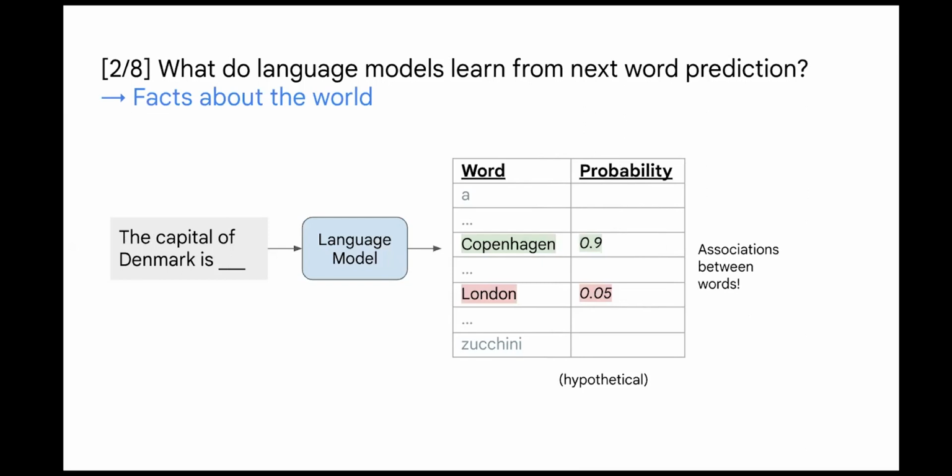Language models can learn facts about the world. So here's an example of an input: "The capital of Denmark is." Maybe the language model saw this on the internet somewhere, and now it kind of knows that the next word probably is Copenhagen and not London. And this is also pretty easy. You can learn this just by figuring out, oh, if Denmark is in one of the input words, then probably you should upweigh the probability of Copenhagen being the next word.